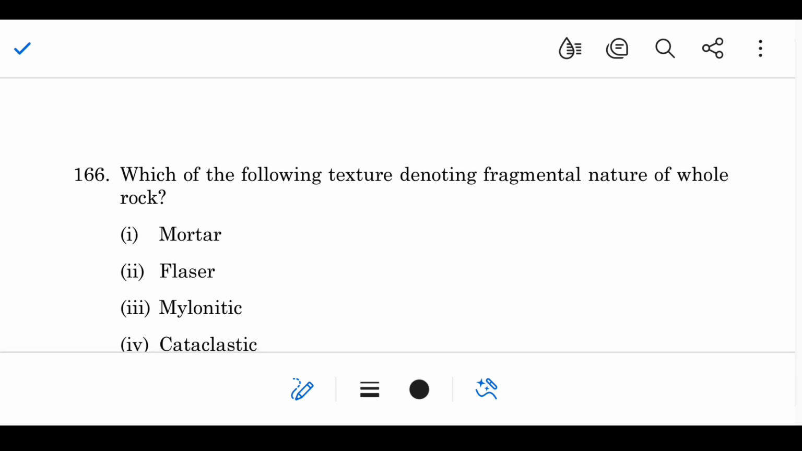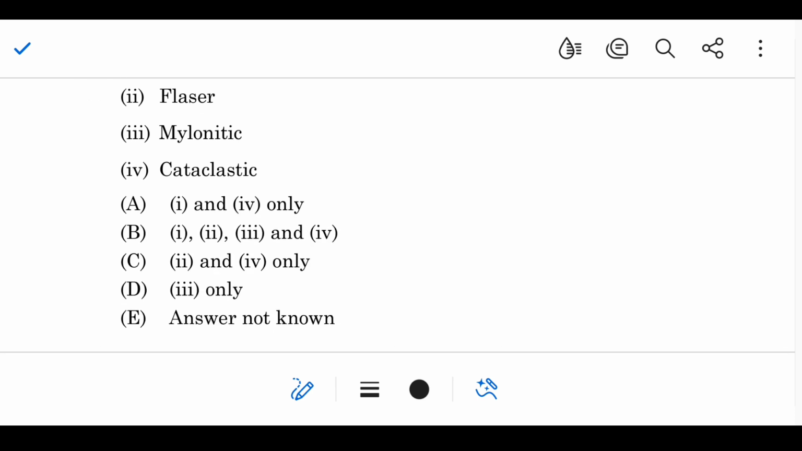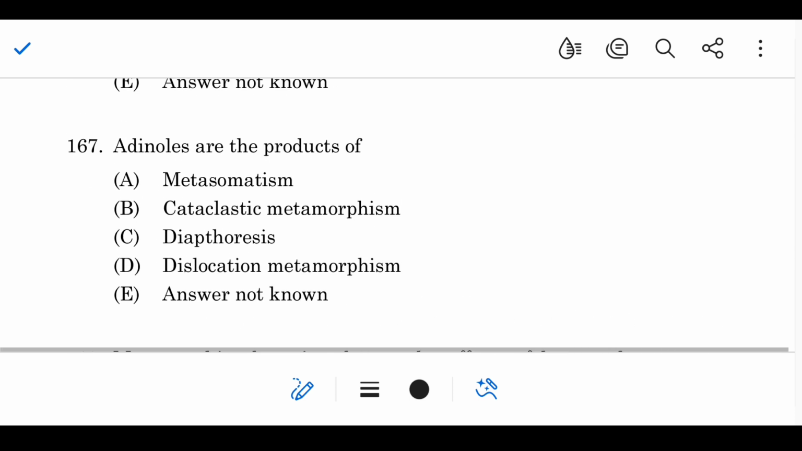166th question. Which of the following textures denotes the fragmental nature of the whole rock? Mortar, flaser, mylonitic, clastic. Okay, options 1, 2 and 3 are correct. All four options are correct. The above options are correct.